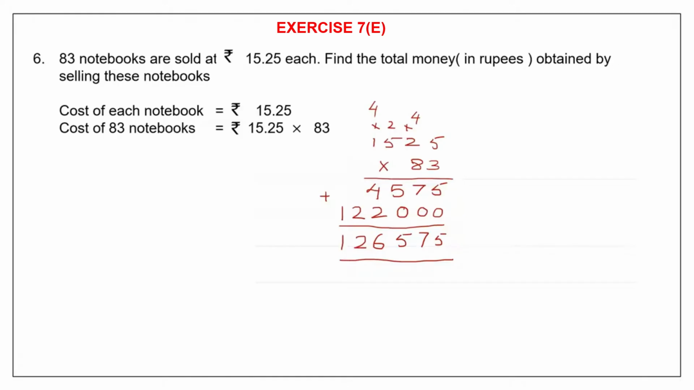Let's go back to the question and see how many decimal places there are. Now, if you look at the question, there are 2 decimal places. So that means our answer also should have 2 decimal places. So the point moves from here 1, 2. Remember, it moves 2 places to the left. So my point comes there. So what is my answer? Cost of 83 notebooks will be rupees 1265 and 75 paise.